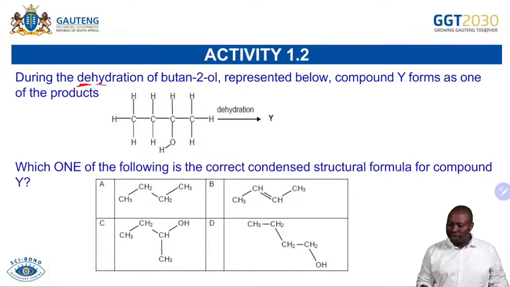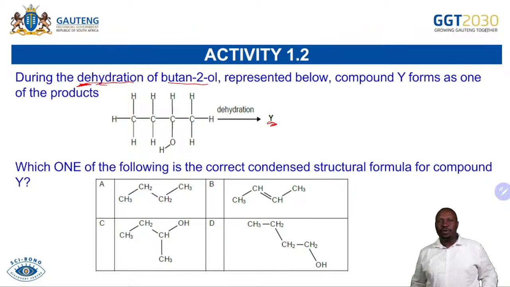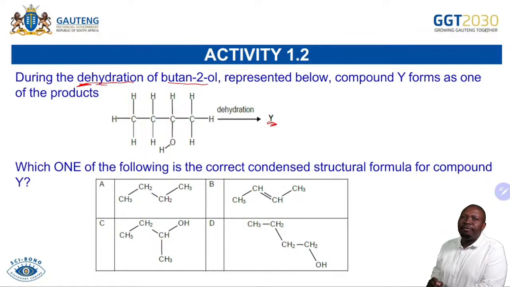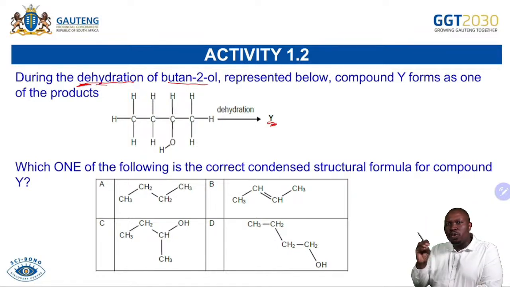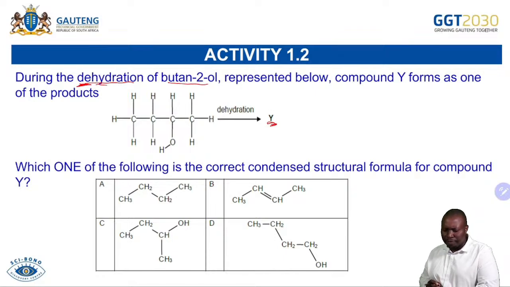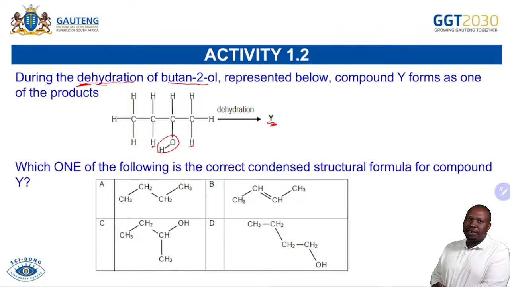Which one of the following is the correct condensed structural formula for compound Y? What will be formed when we remove water from butanol? That's what this question is saying to us. Now, you always have to remember the rules that we use. We know we have two options. We are going to remove the OH, obviously, but we have an option of removing a hydrogen from carbon number 1 or a hydrogen from carbon number 3. So those are the two options that we have.